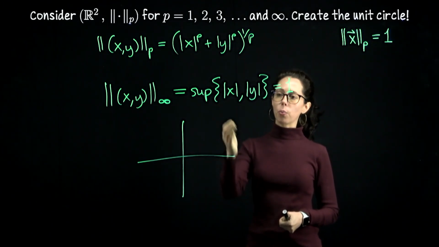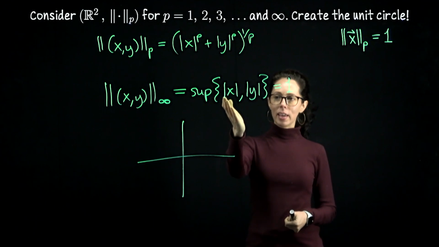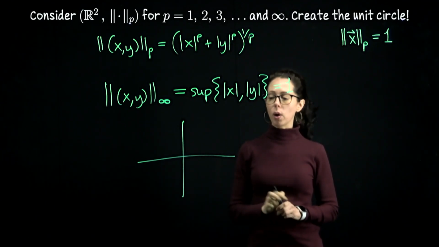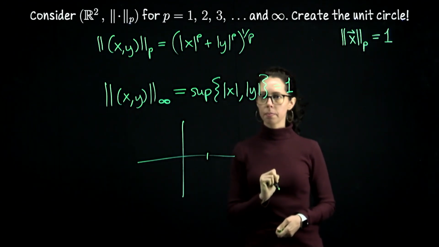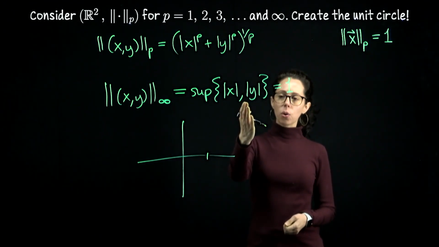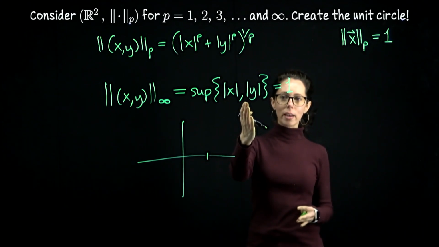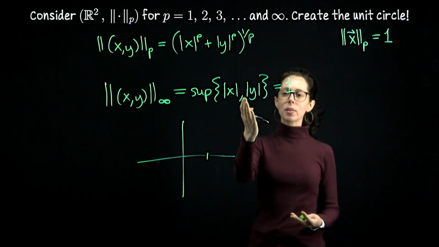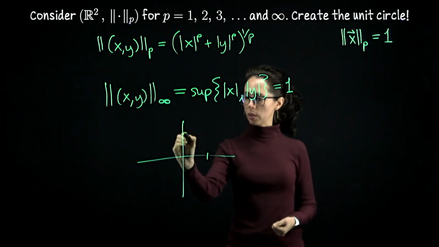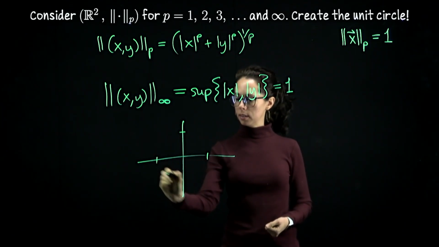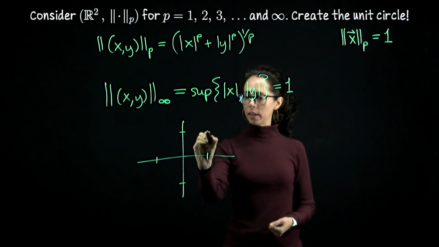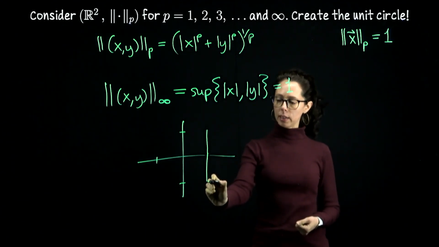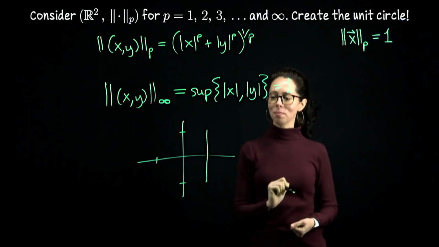So let's start with when x is 1. If x provides the soup, that means that the second number cannot be larger than 1. So let's say x is 1. The size of the y-coordinate can't be larger than 1 because then it would be the set supremum, and that would be a bigger number than 1. So it's everything between -1 and 1. So let's say when x is 1, the y-coordinate can be any value between -1 down here and 1.